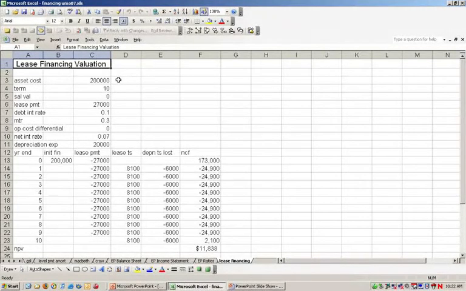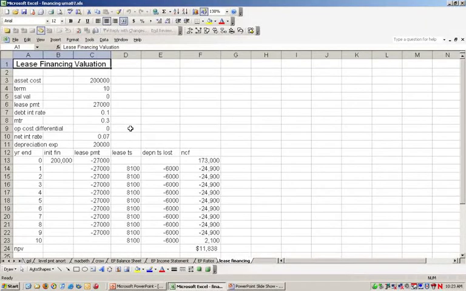The asset cost is $200,000. The term of the lease and the term of the asset life is 10 years. The salvage value is assumed to be zero. The annual lease payment is $27,000. The interest rate on debt financing as an alternative financing option is 10%. The firm pays a marginal tax rate of 30%. There's assumed to be no differential operating cost between the lease and the buy options.